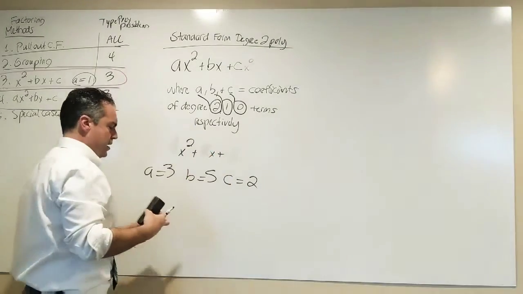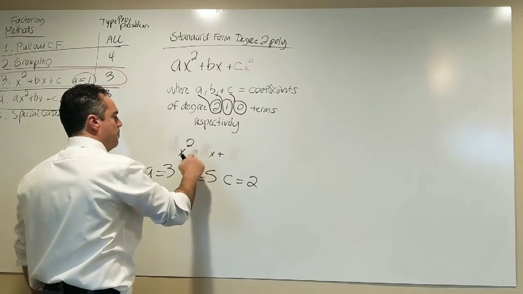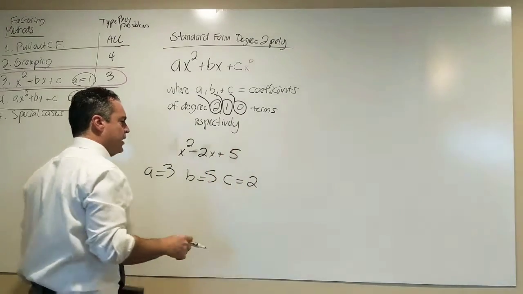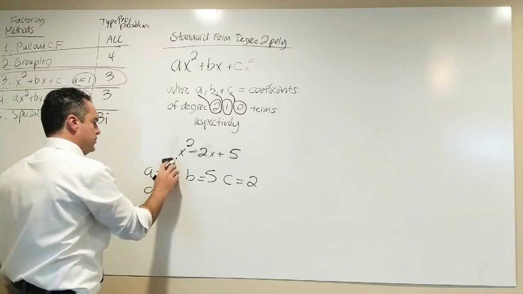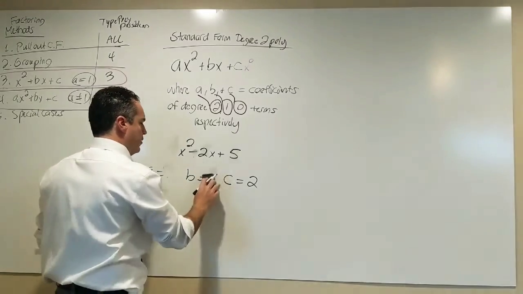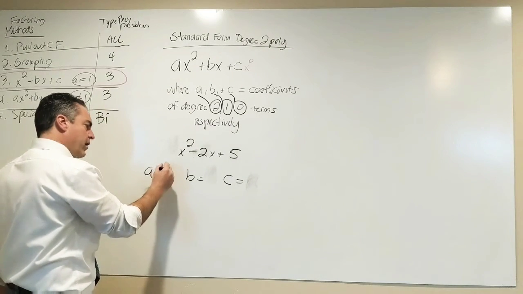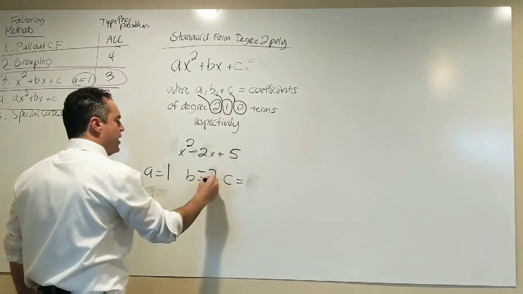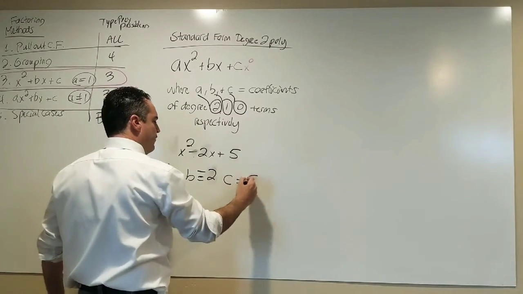Let's go ahead and do another one here. What if I have x squared minus 2x plus 5, okay? Now, what does a equal? Well, let's just do this. Let's erase these, okay? What does a equal now, Nicole? 1. 1, that's right. There's a 1 there. How about b? -2. That's right. Okay, we have to take the negative with it. And c? 5. 5, very good.